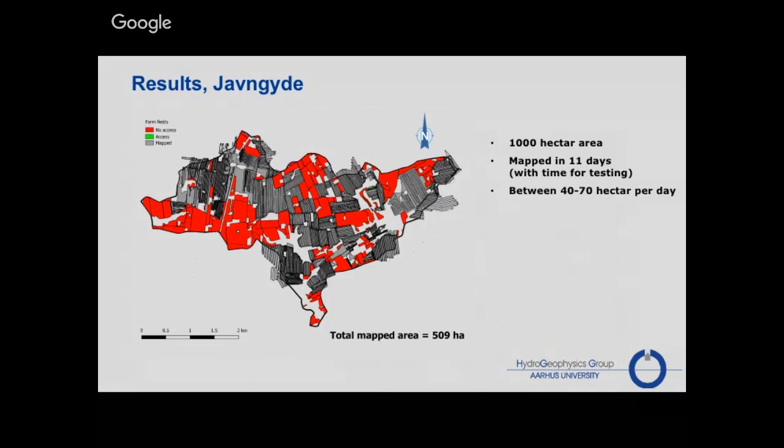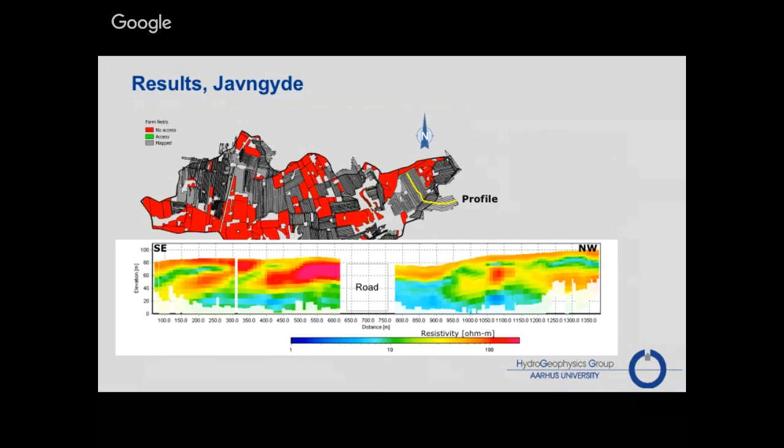So these are the mapped fields at this point. Some of the green areas have not been mapped yet because we're waiting for the crops to be finally out so that we can access the fields. And you can see each of the lines is basically the vehicle going up and down. And if we just look at one profile, this is what you get. Southeast to the northwest, we have a profile here. This is just 1.3 kilometers, so it's actually a very, very short profile.